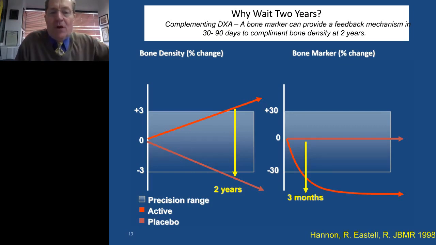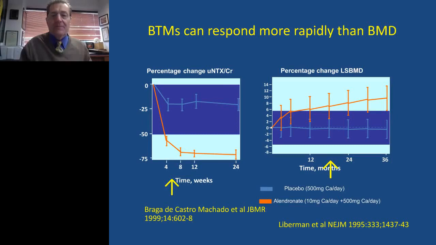The drop in marker occurs beyond what's called the LSC, or the least significant change, within 3 months, whereas it took 2 years to see the rise in bone density with this anti-resorptive agent. And so again, this is how they can be complementary, because you can get an earlier feedback, at a shorter period of time, with the marker with the therapy.